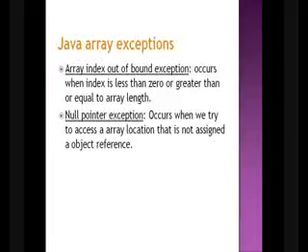Array index out-of-bound exception occurs when the index is less than 0 or greater than or equal to the array length. For example, if we try to access index 50 of an array of size 5, or try to access an index such as -10.